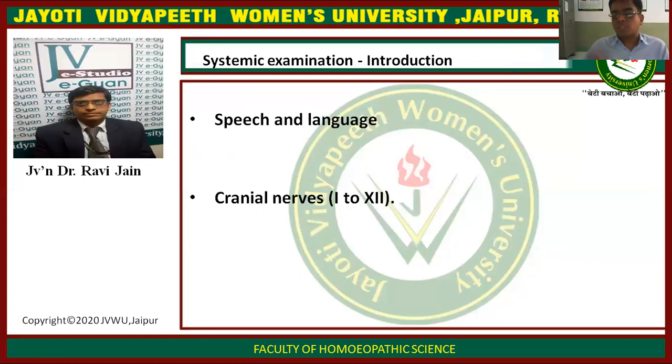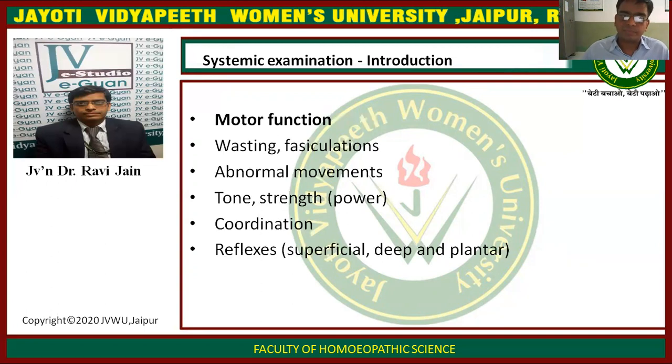Then we have to check for the speech and the language. How's the speech? Whether he is stammering or speaking fluently. The language, what kind of language a particular patient is using. We have to do the cranial nerve examination of 12 cranial nerves that I have already discussed in another video lecture. So we have to check for the speech and language. We have to do the cranial nerve examination 1 to 12.